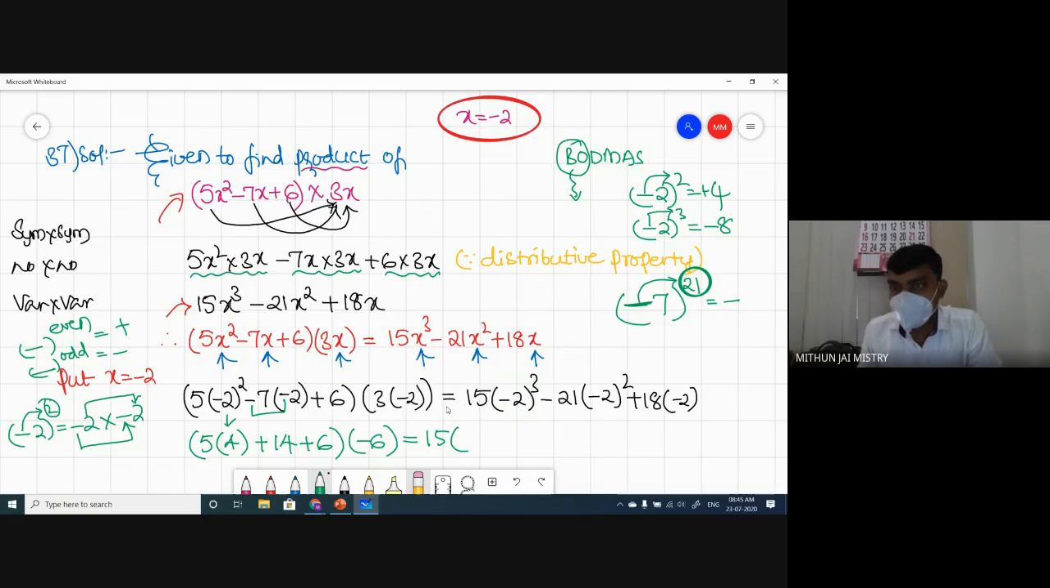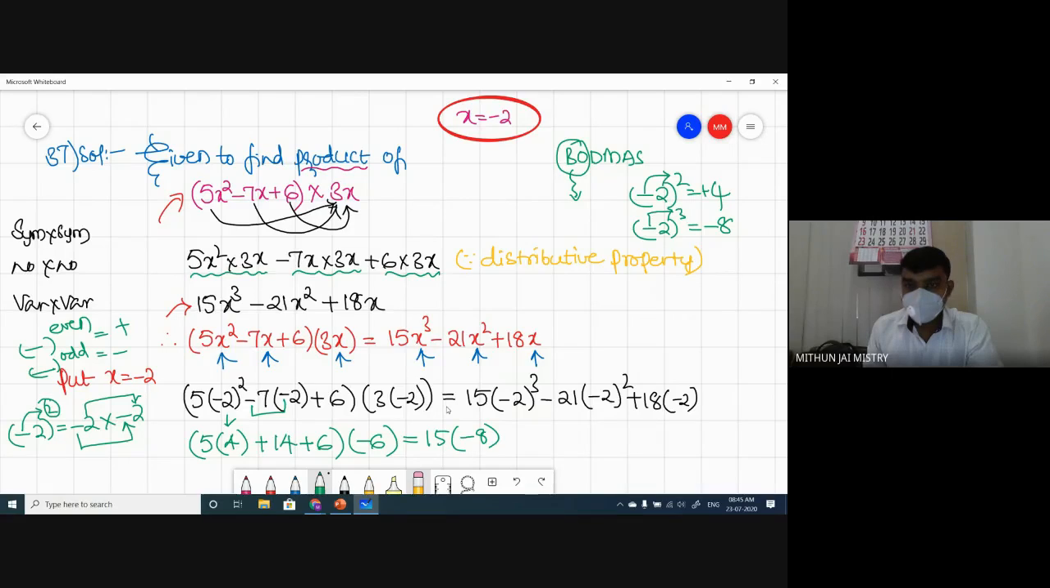Odd times. 21 is an odd number. So if you multiply odd times, then definitely we will get a minus. You got that, how we are getting minus and when we will get minus. Now here, minus 2 whole cube will become minus 8. Very carefully we have to do.